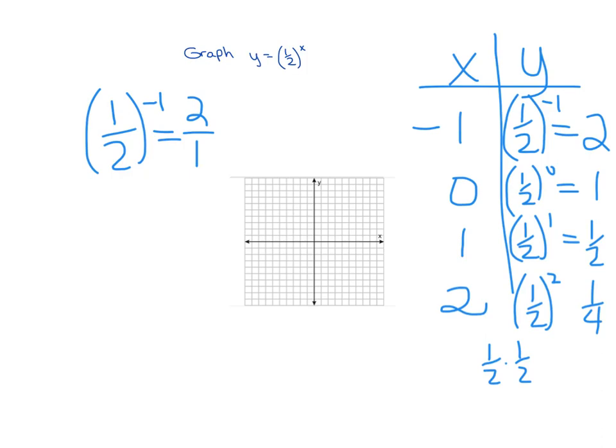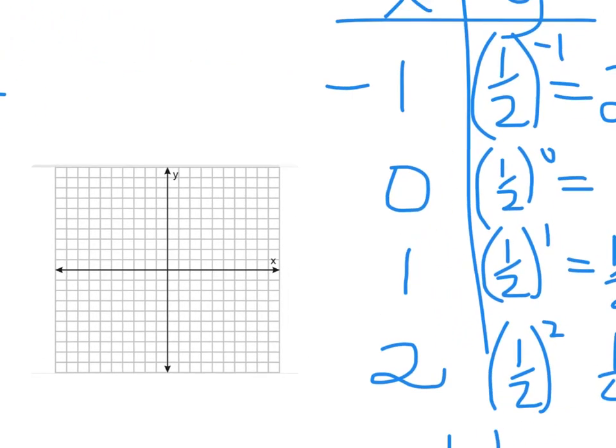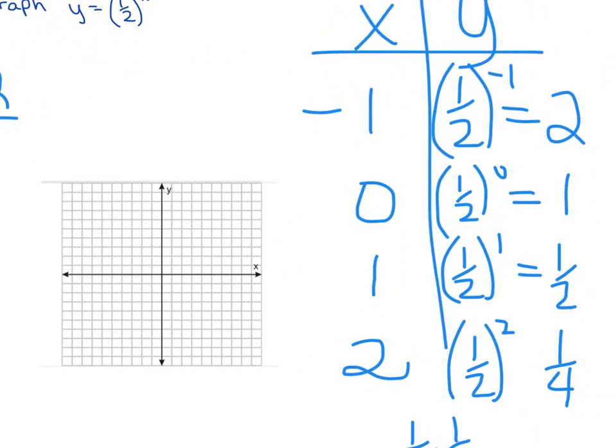So now, again, it's still the same shape, but this is also going to be a reflection. So I'm going to go ahead and graph these. So -1, 2. The 0, 1 stays the same for all of these. And then 1 with the 1/2, and then 2 with the 1/4, and it's getting lower and lower. So here would be the graph of 1/2 to the x power.